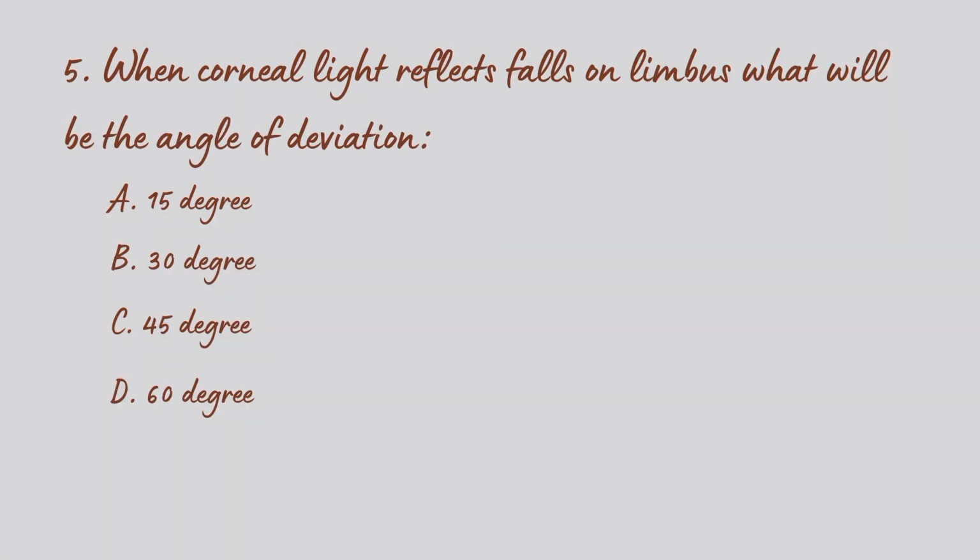Next question, when corneal light reflex falls on limbus, what will be the angle of deviation? Option A 15 degree, option B 30 degree, option C 45 degree, and option D 60 degree. Correct answer is option C 45 degree.